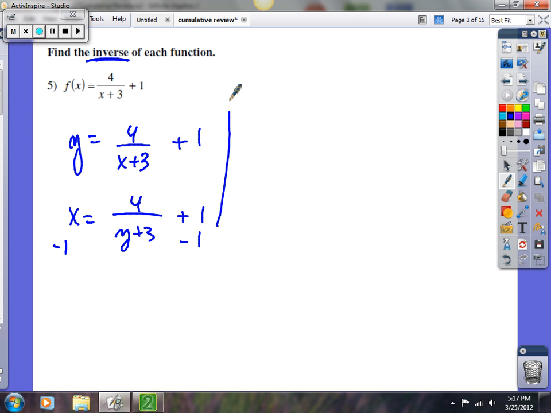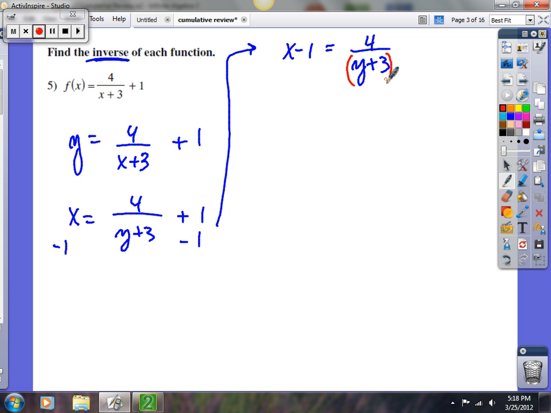And we've got this. I'm going to come up over here. We've got x minus 1 equals 4 divided by y plus 3. Alright. Now, it maybe kind of gets a little tricky. We need to get y all by itself, but y right now is on the bottom. And here's where it maybe can get tricky. It's on the bottom with plus 3.